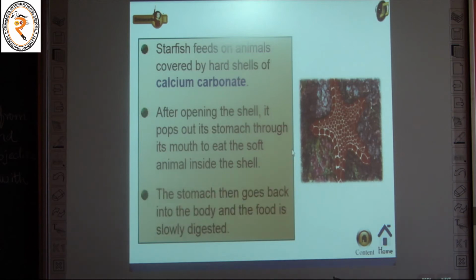And the stomach then goes back into the body and the food is slowly digested. So in this way, the starfish has its food, with the help of this shell. This shell is made by calcium carbonate. Okay, and the next one.